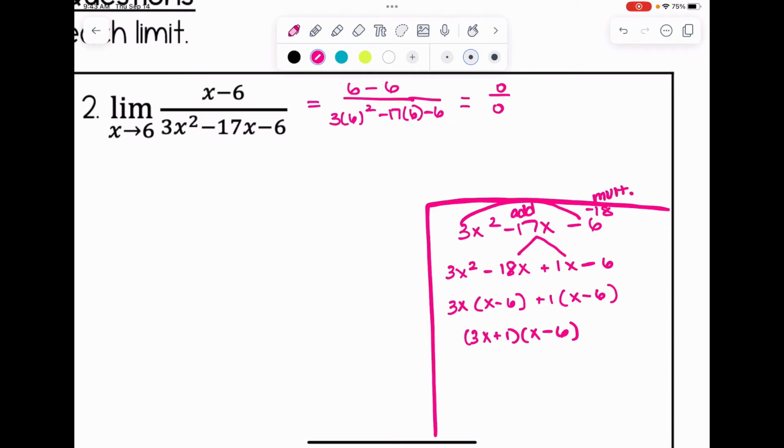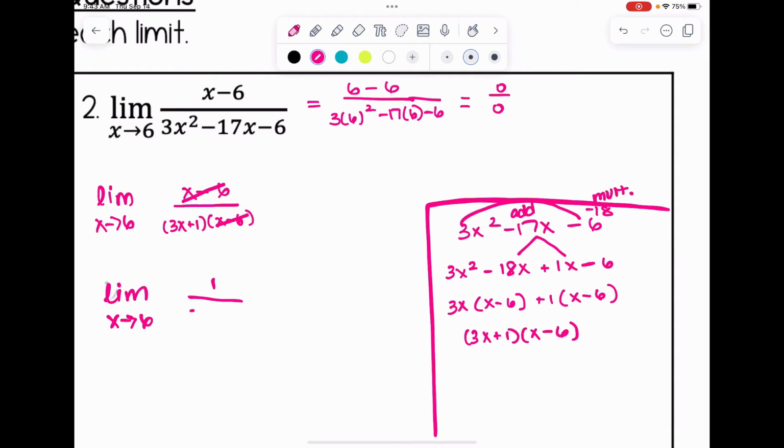All right, now that I'm going to factor my denominator of the original problem, or now that I have the factors, I'm going to rewrite this. And you're going to see these x minus 6's go away. And so this is equal to the limit as x approaches 6 of 1 over 3x plus 1. Be careful that you put 1 in that numerator as a placeholder. And now let's resubstitute in. So 1 over 3 times 6 plus 1. And we're going to get 1 over 19 as our answer.